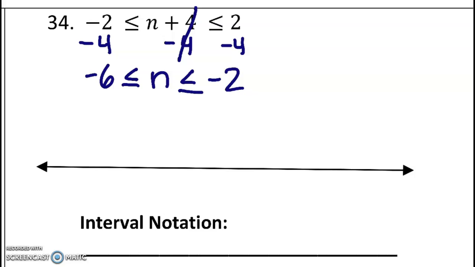Now what? Divide n on both sides. I'm all done. My n's all by itself. What does this say?